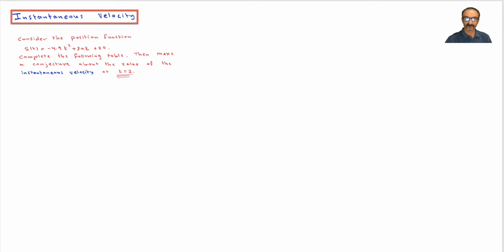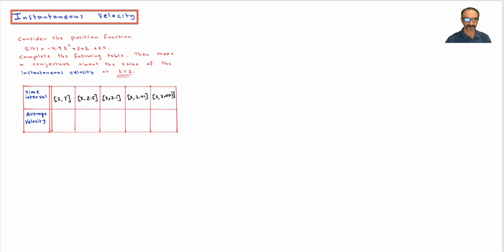Consider the position function. Now we have a function s of t equals minus 4.9 t squared plus 30t plus 20. Complete the following table. You don't see it yet. Then make a conjecture about the value of the instantaneous velocity at t equals 2.